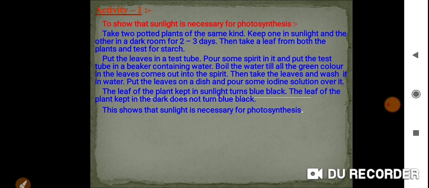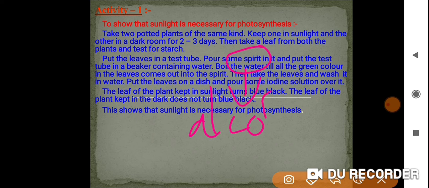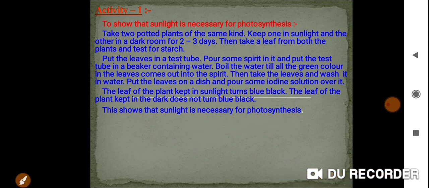So put the leaves in the test tubes. We have to take two separate test tubes and insert one leaf in each. Pour some spirit in it. Why do we need to add the spirit? Because spirit is nothing but alcohol, ethyl alcohol, which we use especially for this. After pouring some spirit in it, put the test tube in a beaker containing water.